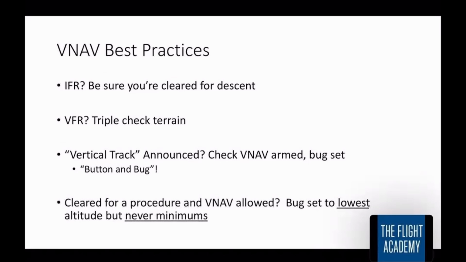Finally, if you're cleared, well, not finally, there's a lot more. If you're cleared for the procedure and the VNAV is allowed, make sure that your bug is set to the lowest altitude. Don't set it down on those minimums. But as we saw on that last slide where we had the altitude bug at 3,000, but the VNAV altitude was 5, having the bug set at that lowest altitude will guarantee that your VNAV will do all of the step downs and not be interrupted by that bug getting in the way.